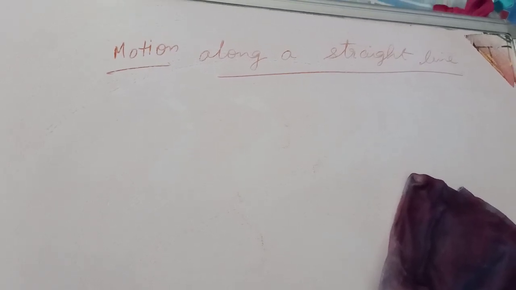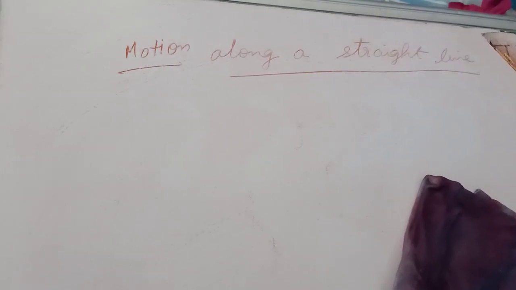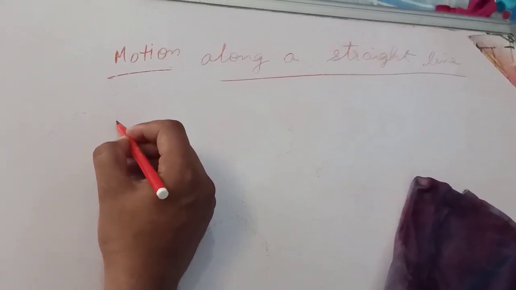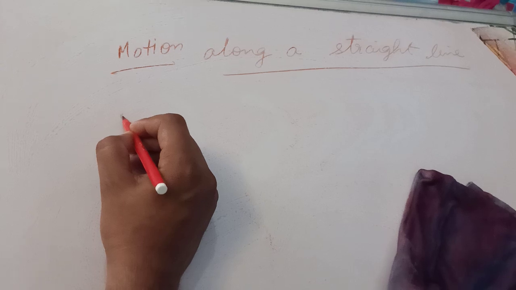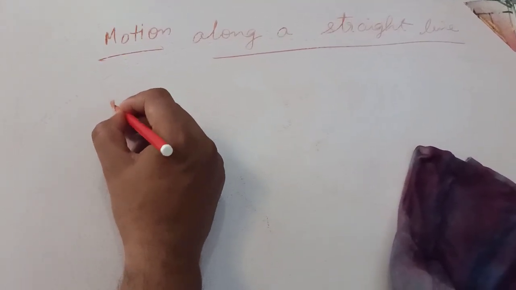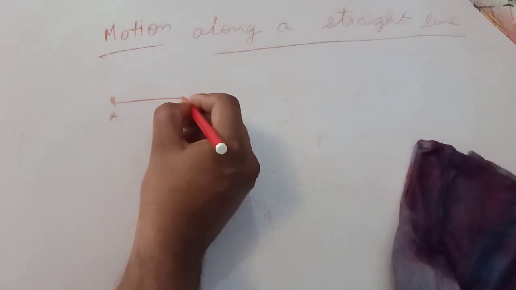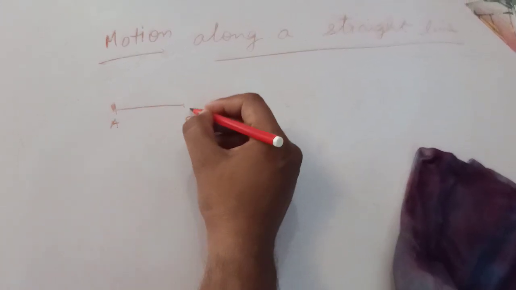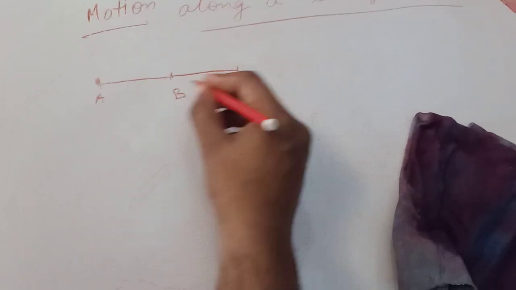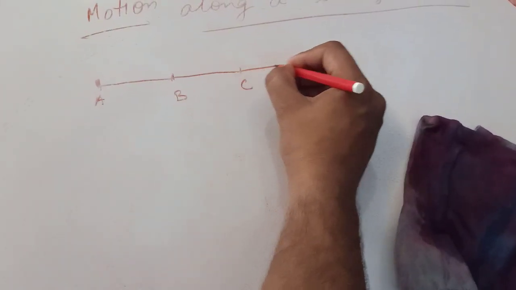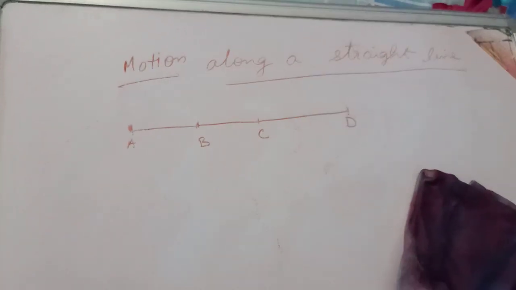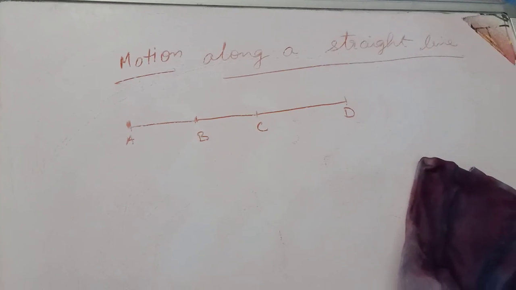In motion along a straight line, take again the example of the car. It was at position A, its position changed at 10:05 to B, and at 10:10 it is at C. We observe that the car is moving in a straight line. In such a case we say that the motion is along a straight line.